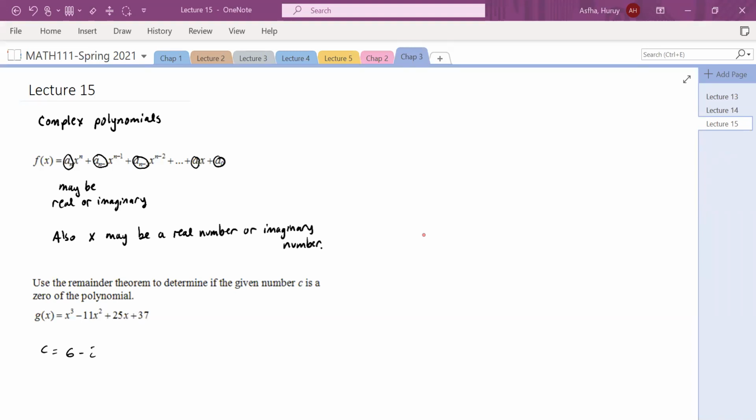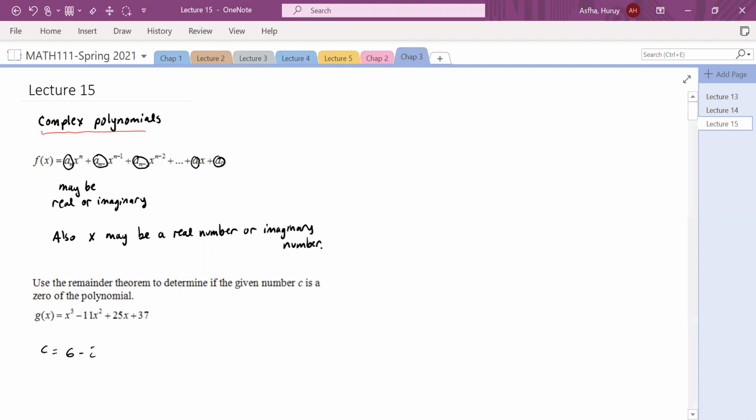Now let's generalize the polynomial function that we know to a more general form, which is complex polynomials. So when these coefficients, a_n, a_(n-1), and so on, can take an imaginary value, then we call this polynomial function a complex polynomial.